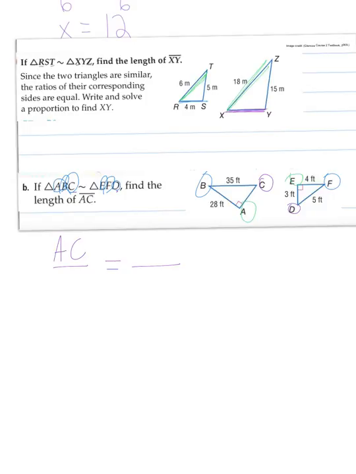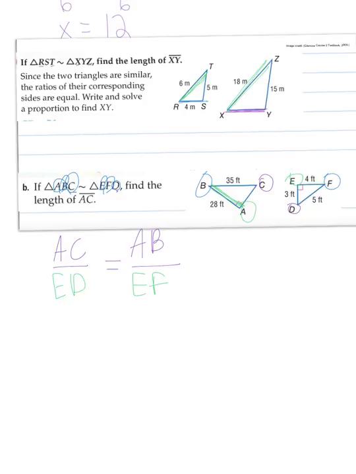All right, so AC matches with ED. Okay. Let's see, on the triangle that we have a side on, I'm going to use AB, which matches up with, looks like, EF. Okay, so those are the sides we're using.